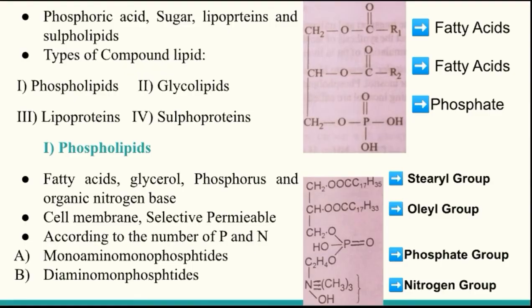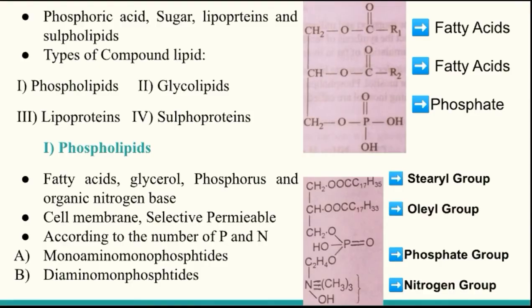Okay, we know very well the phospholipids are always present in the animal cell membrane. In the animal cell membrane the phospholipids are found, where they are responsible for the selective permeability of the membrane.